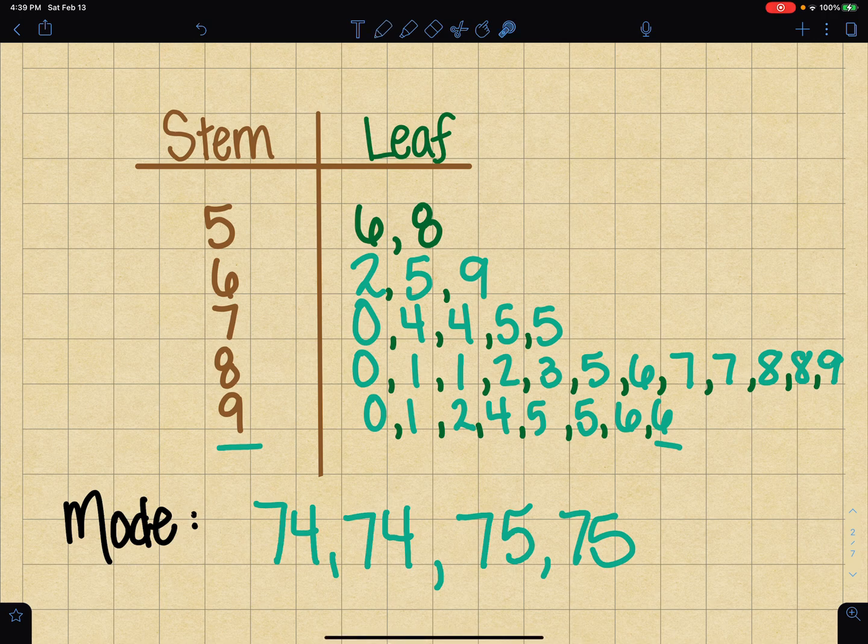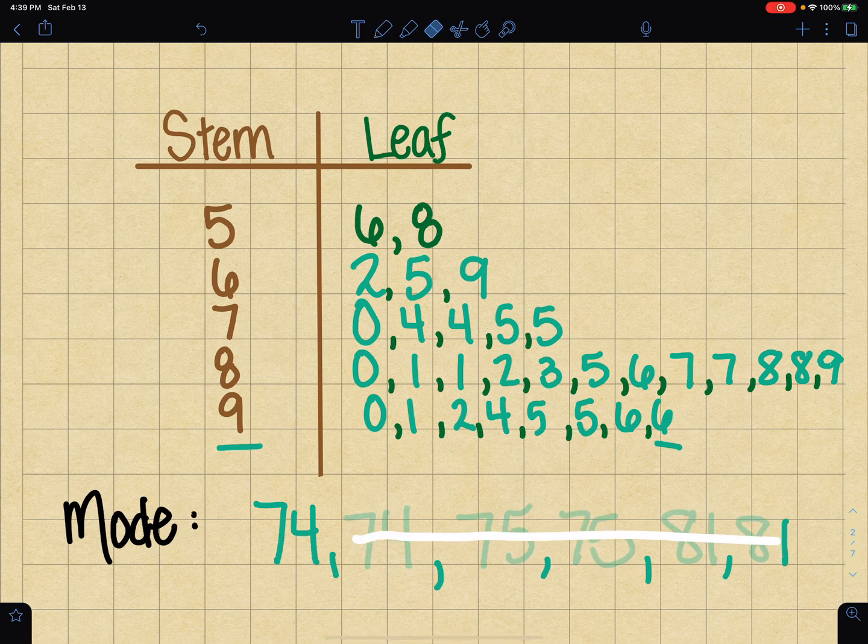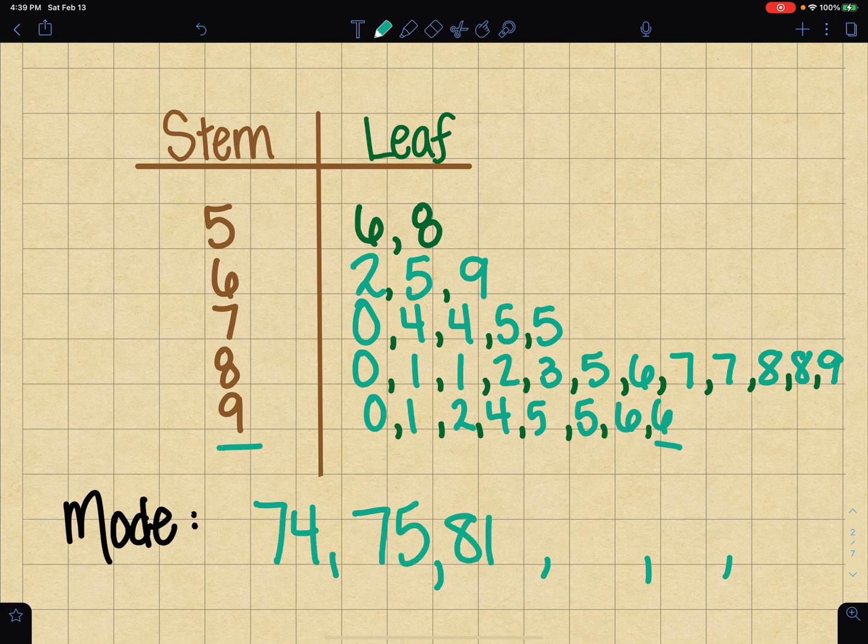And then I'm just looking through, there's two 81s. And I guess I don't need to write it twice. So 74, I can just write 74, 75, 81. What else is the same? 87 and 88. So 87, 88. What else? If I'm looking through these, 95 and 96. So there's a 95 and 96.